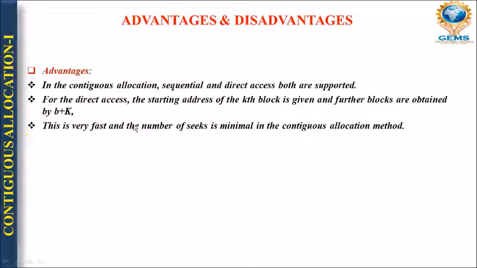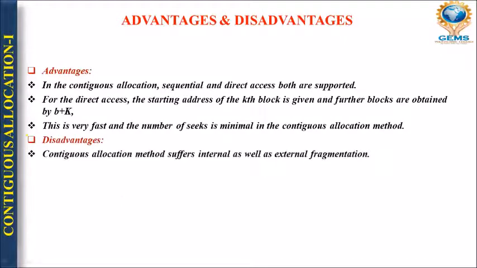So when we are accessing the file sequentially, the seek time, that means the time to search, will be as minimum as possible. Let's watch some disadvantages also. Contiguous allocation method suffers internal and external fragmentation. As I told you, external and internal fragmentation are the things where, despite having space, you cannot use that space.